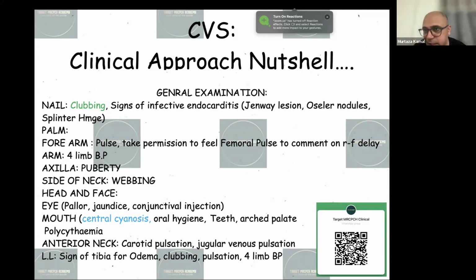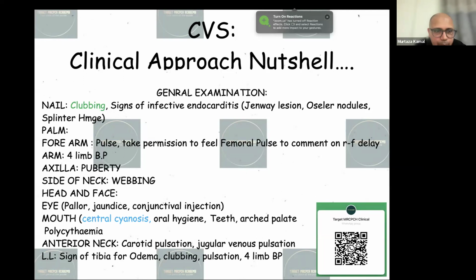Your sequence might change a bit, but it is always advisable that you make your own sequence rather than mugging up something which has been given to you. Make your own sequence and practice on it multiple times before the examination. At least in the last 15 days, you have to practice all your stations systematically.